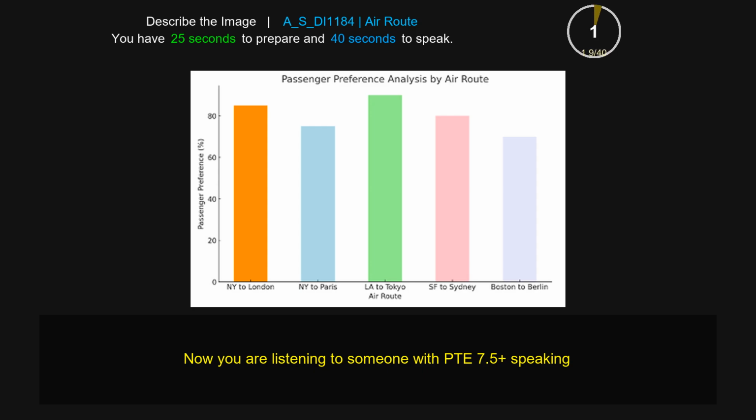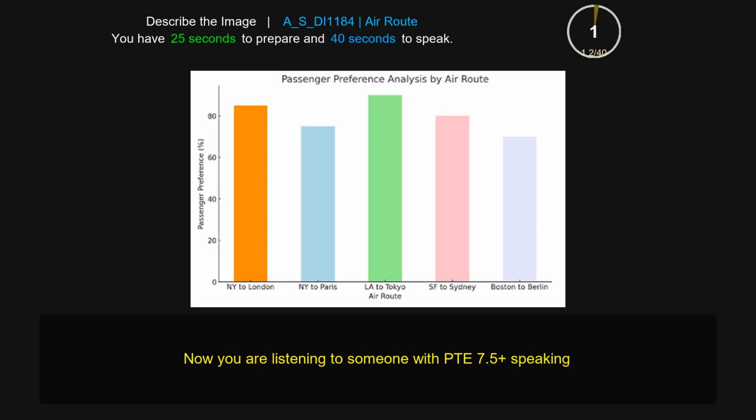The image illustrates information about the air route or defined type of cities such as New York to London, New York to Paris, SF to Sydney and Boston to Berlin. In the picture I can see that the New York to London represents only 85%, whereas the New York to Paris represents only 75%. In addition, we can notice that the SF to Sydney represents only 79%, and moreover the Boston to Berlin represents only 78%.